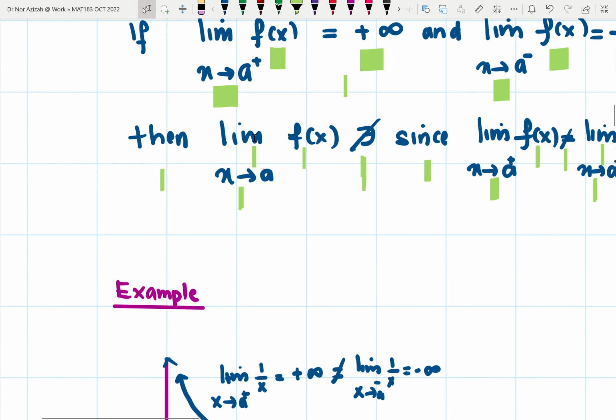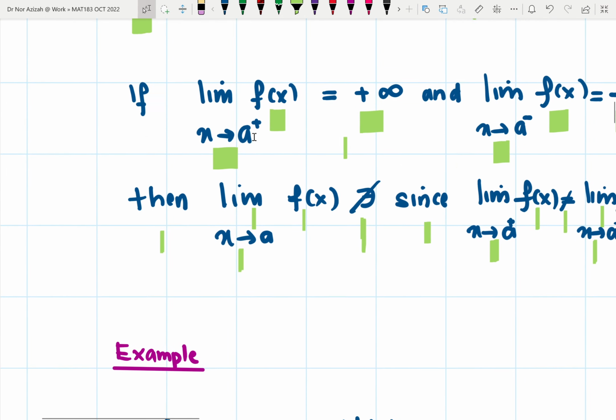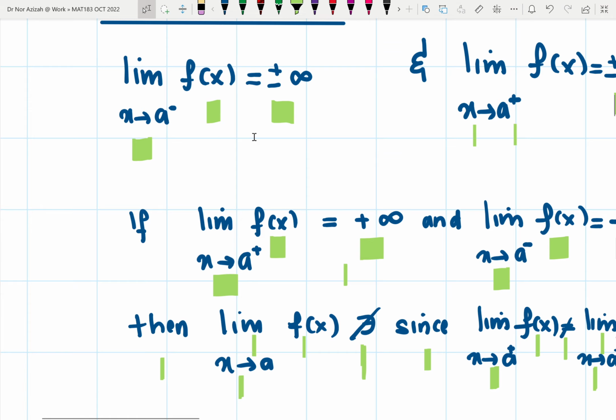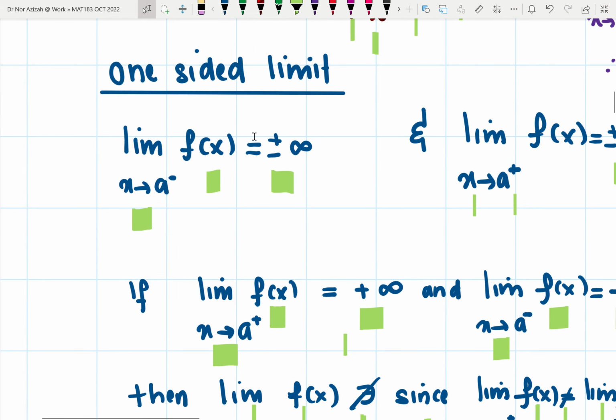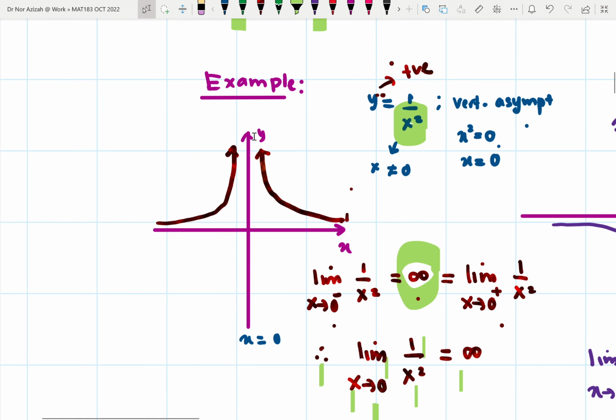First topic here, first topic before this, the limit or two-sided limit exists. This one exists. Kenapa dia exists? Because we have one-sided limit from left and right are equal. The value for the limit from the left is equal to the value of the limit from the right. So we can say that the limit exists.